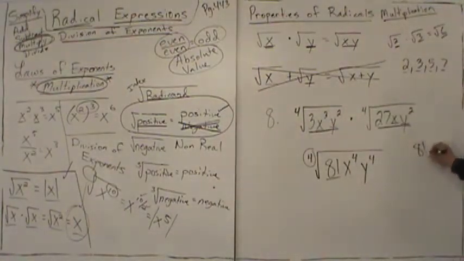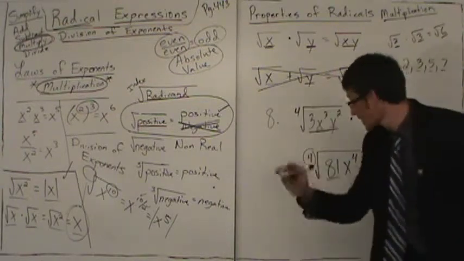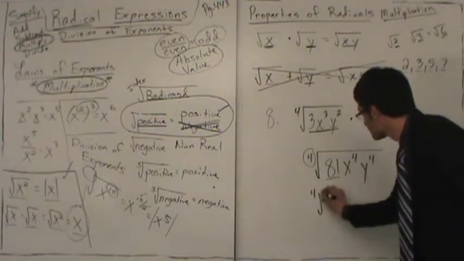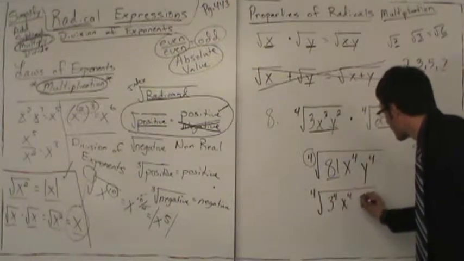So let's take 81, break it down. 81 is what? 9 times 9. Now break the 9s down. What are the 9s? 3 times 3, 3 times 3. How many 3's multiply to give 81? Hopefully you say 4. So we're looking at the fourth root of 3 to the fourth, x to the fourth, y to the fourth.